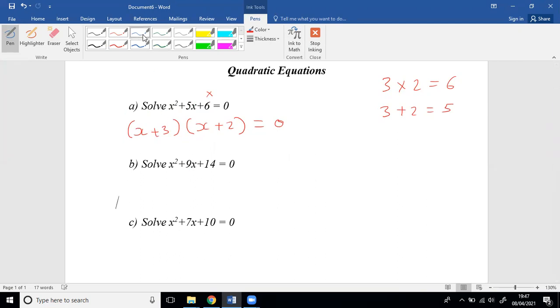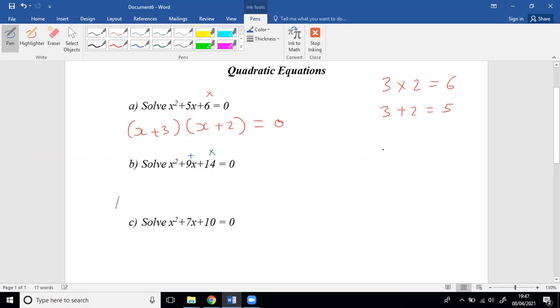Let me go through the next one. Here you go, this one. So think of two numbers. If you multiply, it should give you 14, and if you add the same numbers, it should give you 9. So always start with the multiplication.